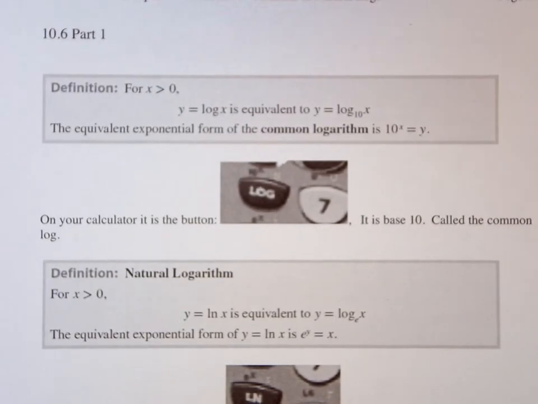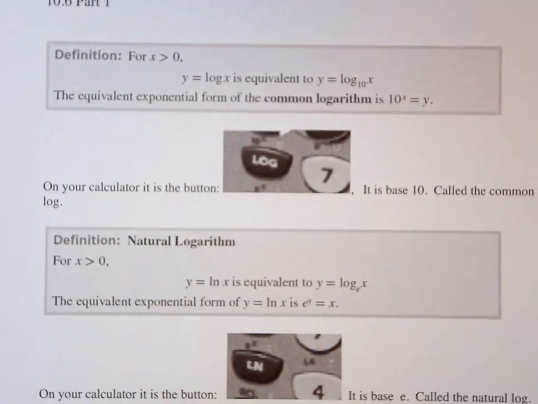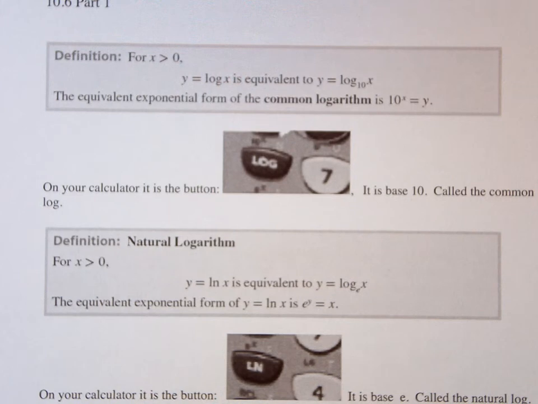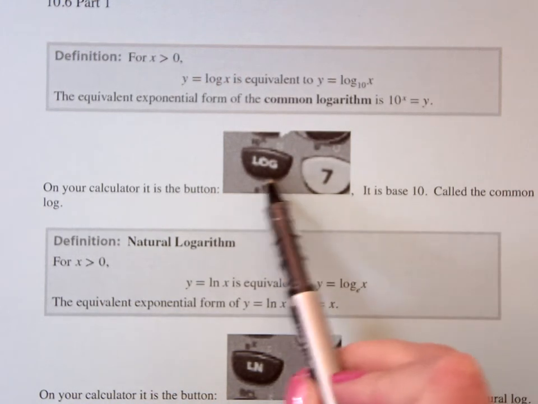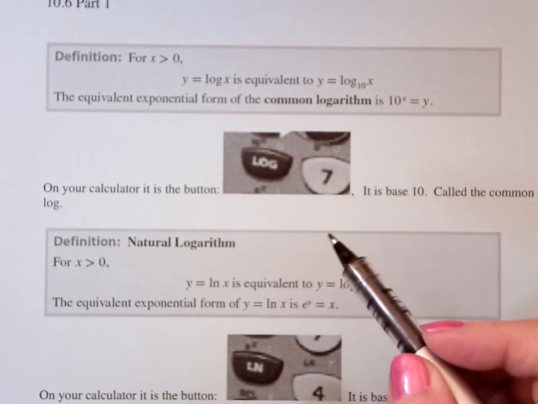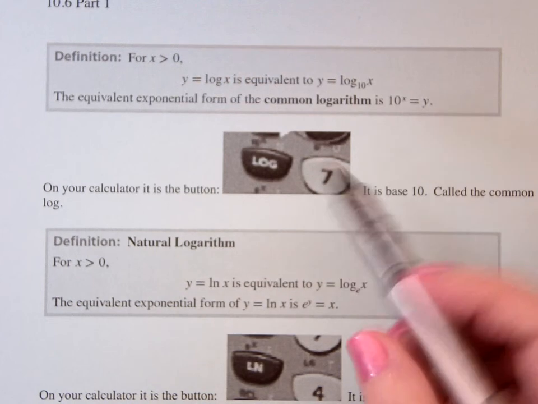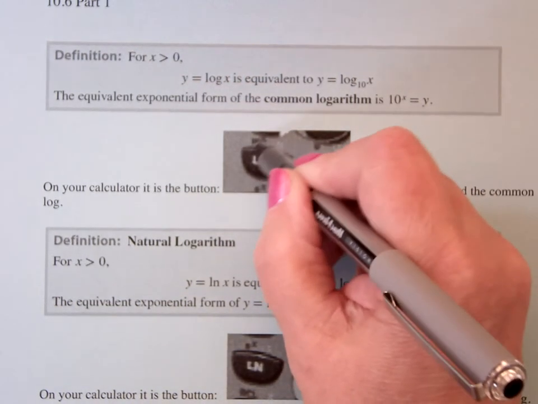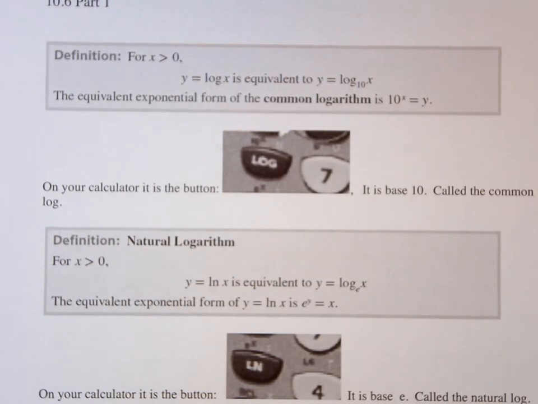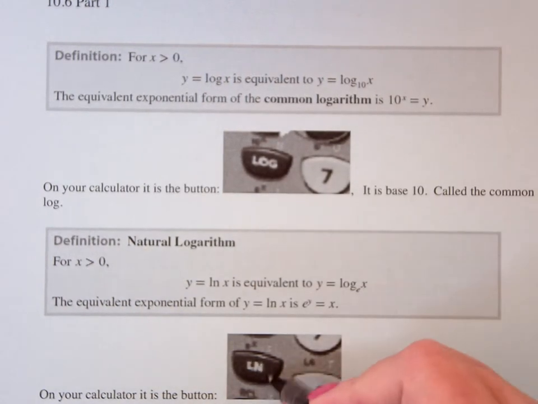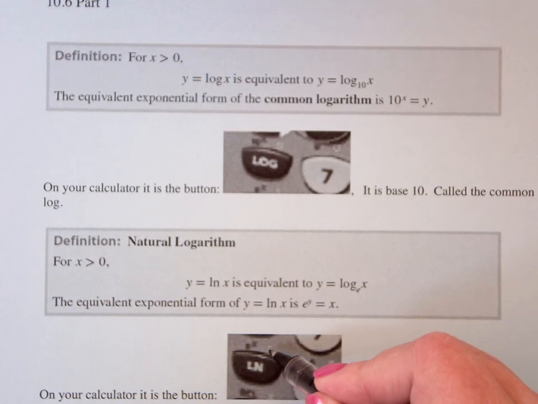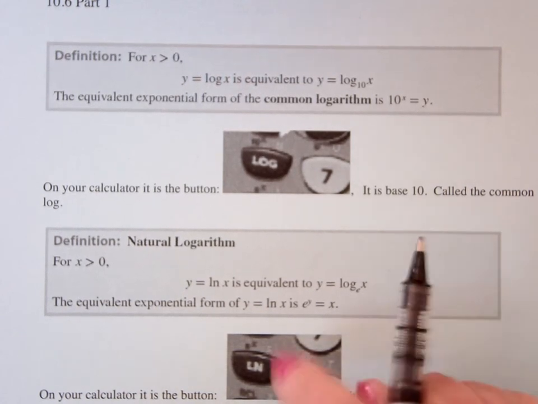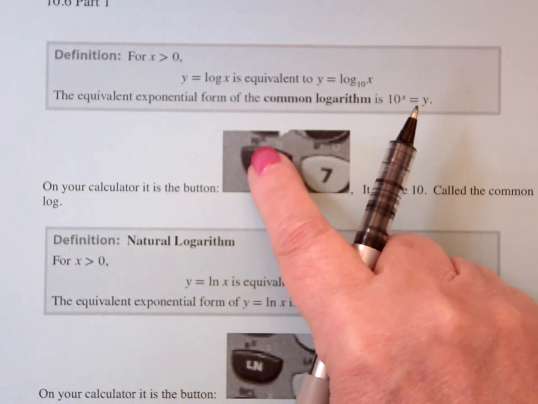So on your calculator, there are two logarithms. One is the LOG button, which I think everybody has in this class, and above LOG you see 10 to the x. The other one is the LN button, and above the LN button you see e to the x. These are the functions and their inverses.